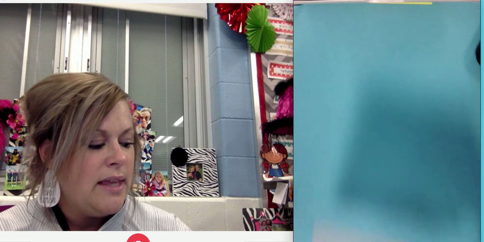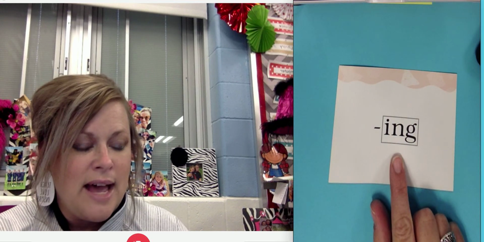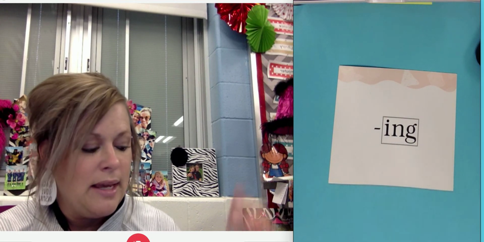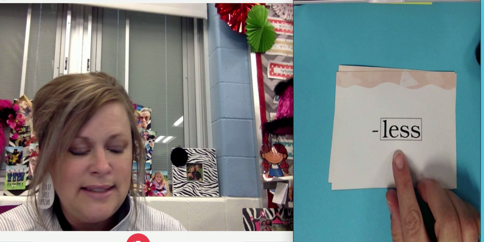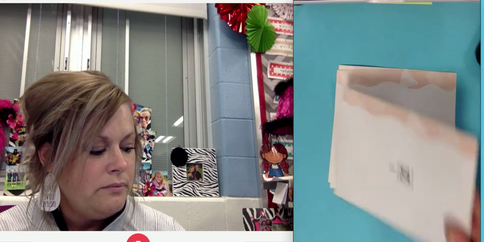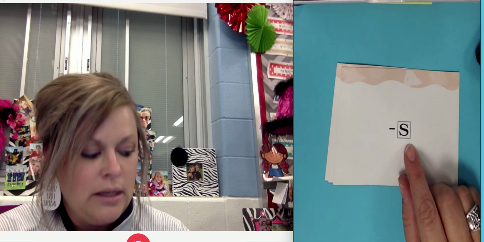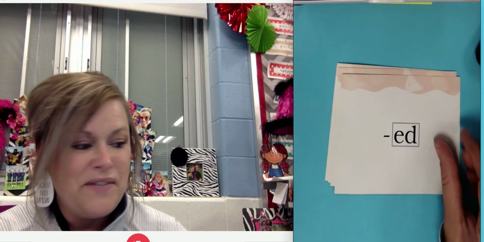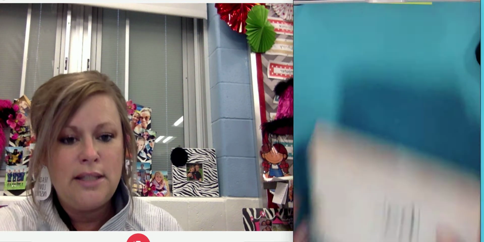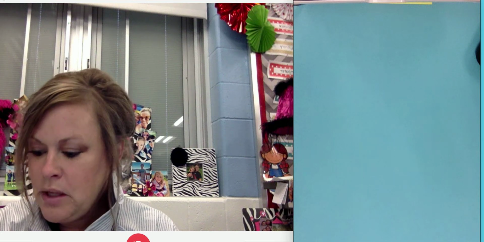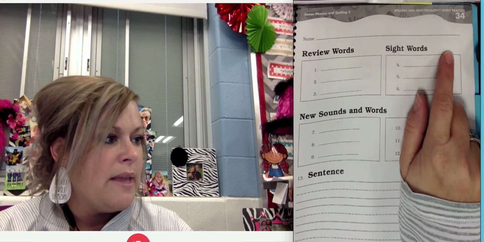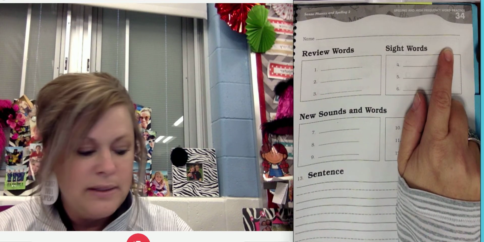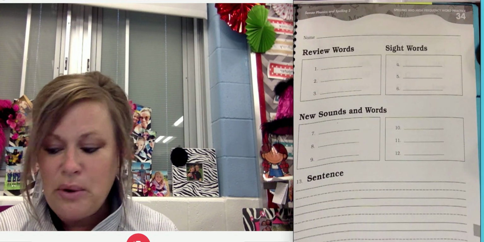So real quickly, this is suffix ing, happening right now. Suffix less, without. Suffix s, more than one. And suffix ed, already happened with the three sounds d, t, and ed. All right, let's go ahead and get started. We are going to find spelling and high frequency word practice 34. And let's start with our review words.